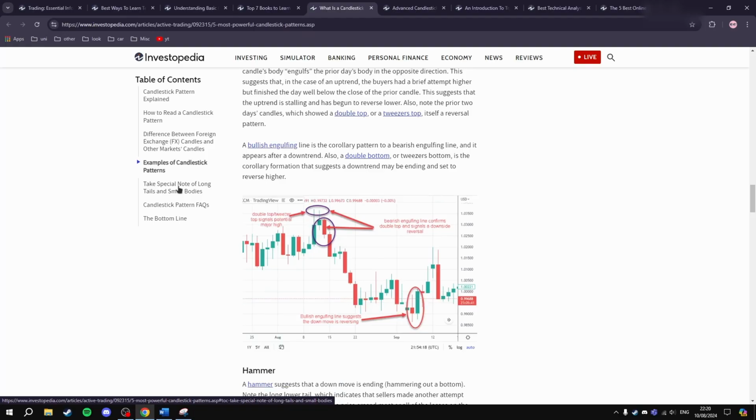Bullish engulfing line is the corollary pattern, so the opposite to a bearish engulfing line, and it appears after a downtrend. Also, a double bottom or tweezer bottoms is a corollary formation that suggests the downtrend may be ending and set to reverse higher.